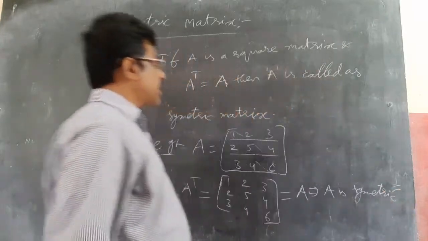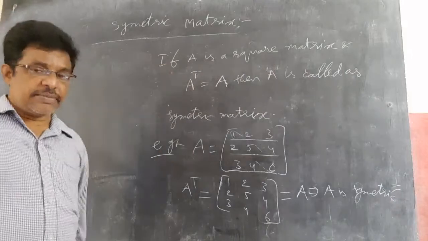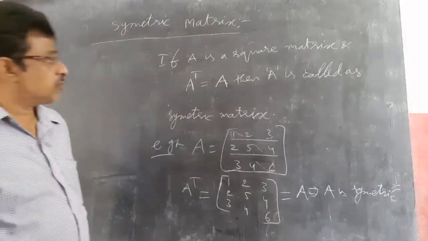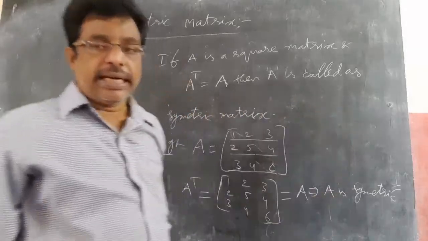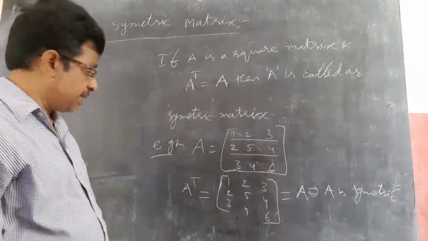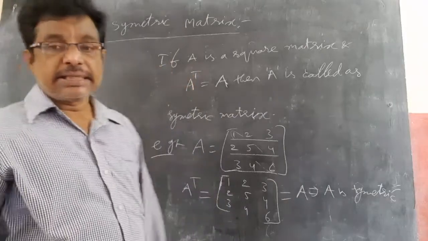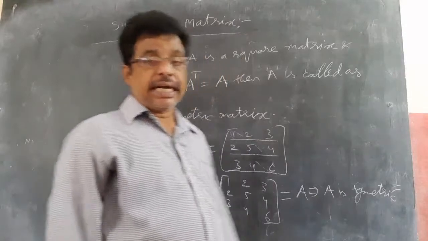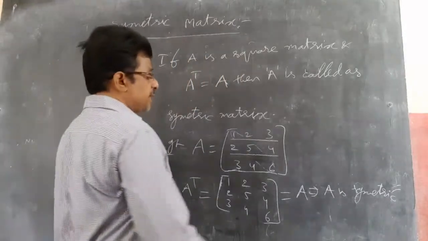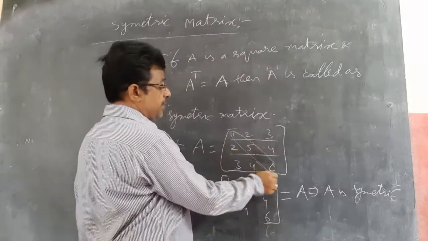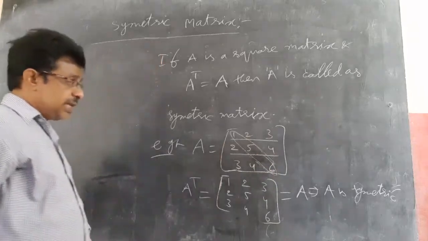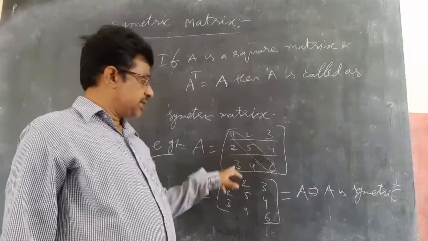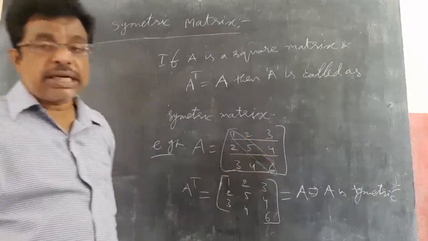So what is a symmetric matrix I told? If A is a square matrix, I am taking a square matrix, 3 by 3, and if A transpose equal to A, then A is called a symmetric matrix. So I found A transpose, I got A itself, then it is called a symmetric matrix. For a symmetric matrix, all the elements above the diagonal are equal to those below the diagonal. These 2's are same, these 3's are same, these 4's are same. So that you will get A itself.